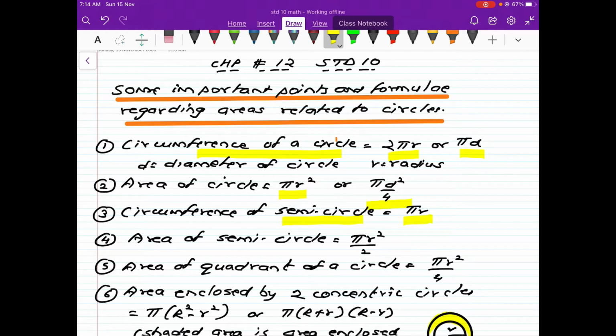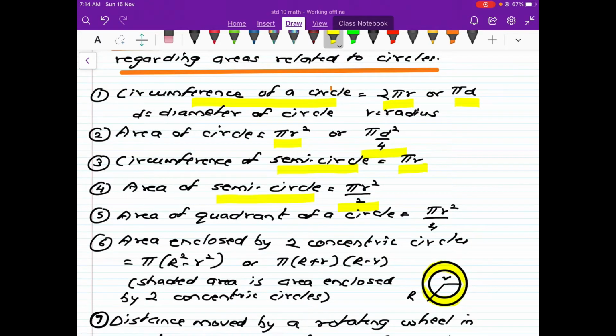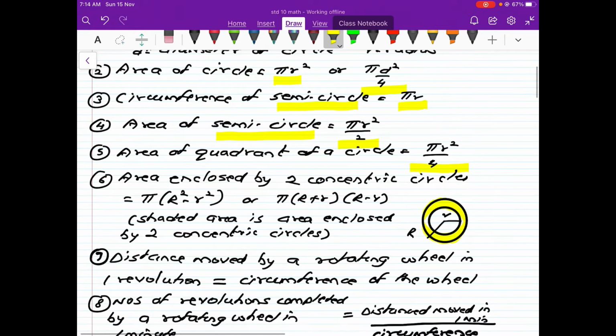Then comes the area of a semicircle. It is just half of the area of the full circle. It means it is pi r square by 2. The fifth one is the quadrant of a circle. Quadrant means 1/4 part of a circle. So it is given by pi r square divided by 4 because it is 1/4.